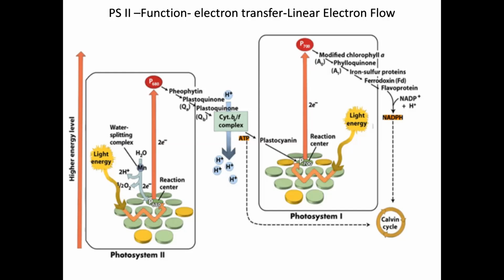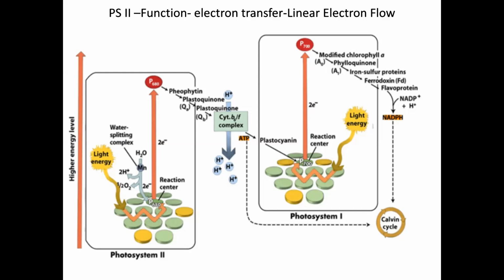The electrons pass through cytochrome B6F to the next acceptor, plastocyanin, which is a soluble copper containing electron transfer protein, and for each pair of electrons, 4 protons move into the thylakoid lumen from the stroma, thus reducing the pH of the lumen and creating a difference in membrane potential. Now this cytochrome B6F functions as a bridge linking PS2 to PS1 through plastocyanin. It transfers the electrons to plastocyanin and pumps out the protons across the thylakoid membrane.